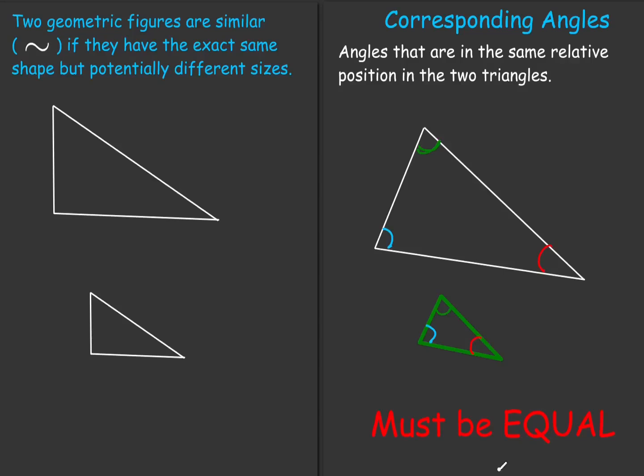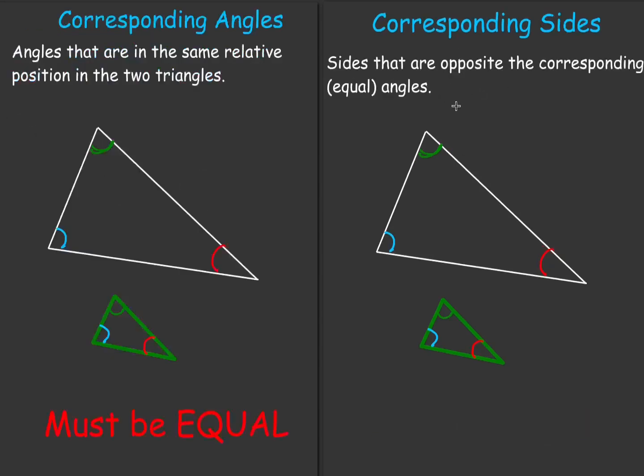Now, we are gathering all these terms before we go to the postulates so that we get to understand what each postulate says. Now, the last term we need to look at is the corresponding sides. Corresponding sides. So what do we mean by corresponding side? Earlier on, I demonstrated to you that this angle here is corresponding to this one.